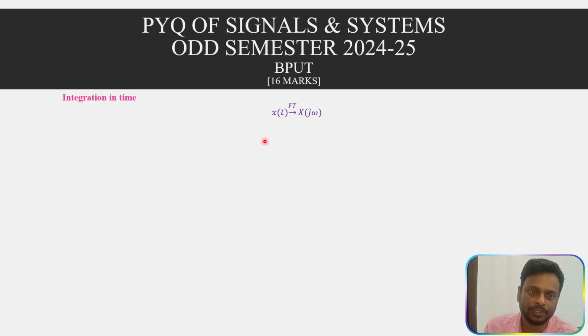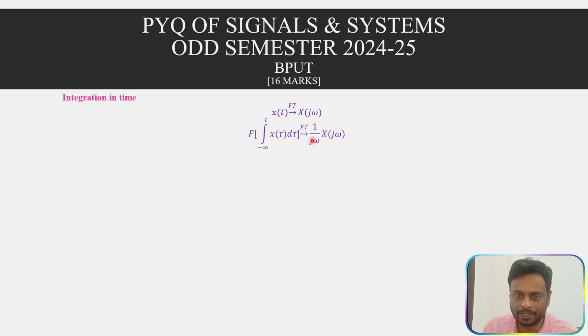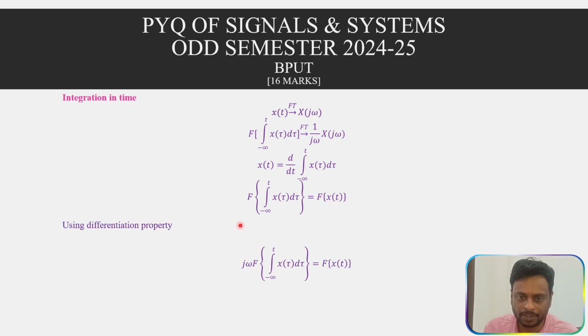Now integration in time. For x of t with Fourier transform X of j omega, the Fourier transform of the integral from minus infinity to t of x of tau will be 1 upon j omega X of j omega. We know that x of t can be written as d by dt of the integral from minus infinity to t of x of tau. So taking the Fourier transform and using the differentiation property we have seen in the last property, j omega times the Fourier transform of this equals the Fourier transform of x of t. So it will be 1 upon j omega X of j omega. So this is the integration in time.